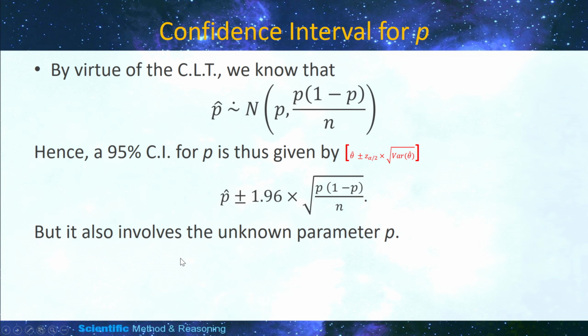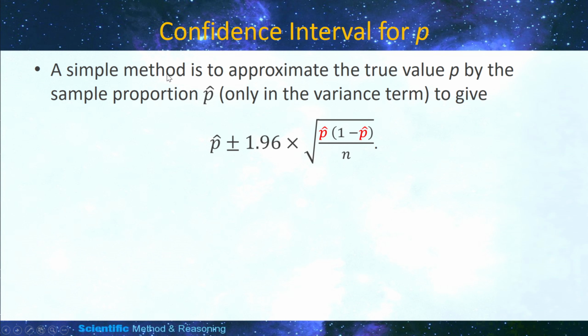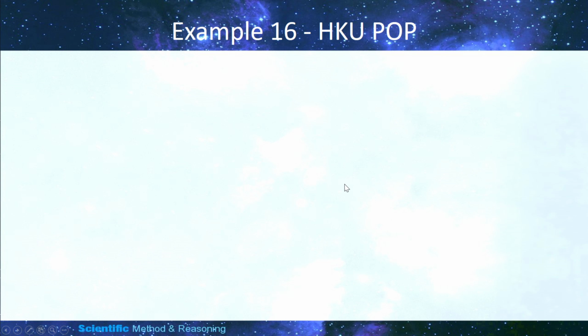Okay, so what can we do? A simple convention is to approximate the true value p in the variance term by the sample proportion, to give p hat plus or minus 1.96 times the square root of p hat times 1 minus p hat over n. And this is the confidence interval for the population proportion when the sample size n is large enough.